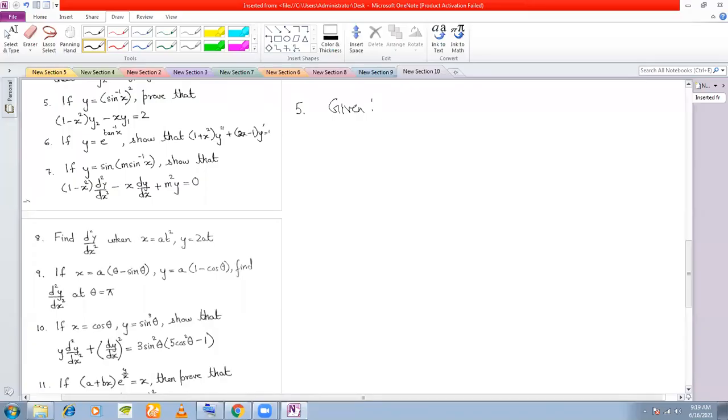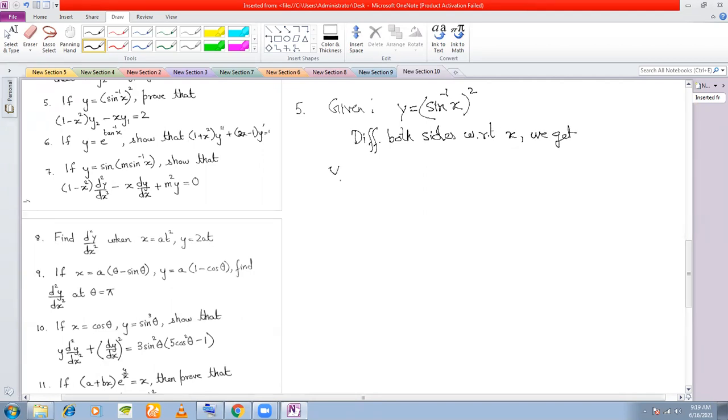Given here, y is equal to (sine inverse x) whole square. You need to prove that (1 minus x square) y2 minus x y1 is equal to 2. That is, you need to prove that (1 minus x square) d2y/dx2 minus x dy/dx is equal to 2. Now we are using the symbols here y1 and y2. So you start by differentiating both sides with respect to x.